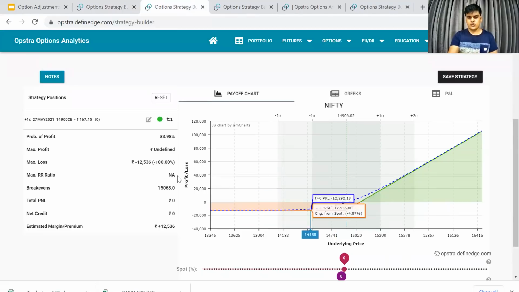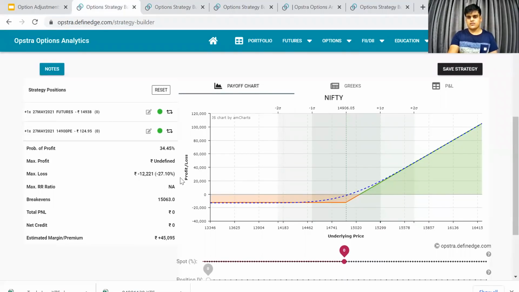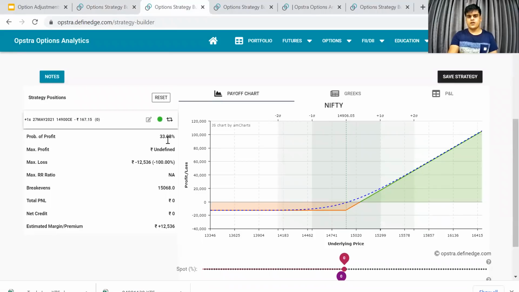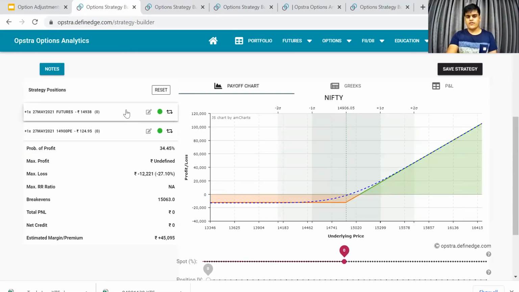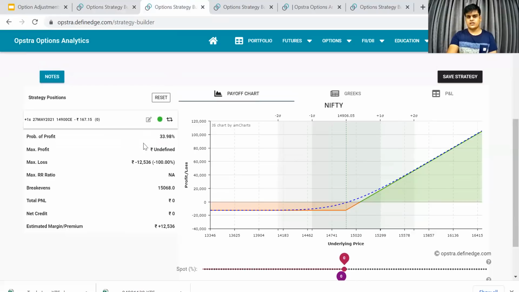Is it clear? This is very important to understand. You can see that the payoff is exactly similar. So futures price plus ATM put price equals ATM call price, from this equation. You can see that here we are basically long a call, but we have not traded a call. So this is what a synthetic position is. We have synthetically created a long call. This is basically a buy call, right? Because you can see that this is what the payoff of a buy call is.